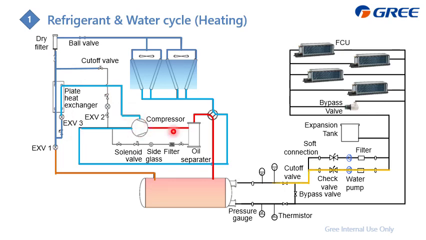And the water cycle is also the same. We send the water to this shell and tube, and then it becomes hot. Then we send this hot water to the FCU to do heating. Then we get the warm water from it and it goes back to the water pump.